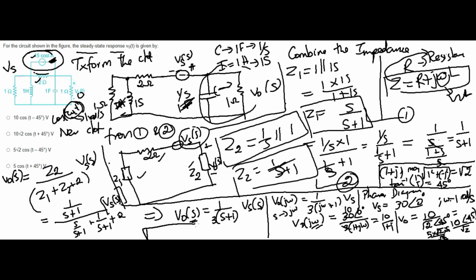Now I am just writing here. I'm sorry for writing in a different format. 5 root 2 into angle minus 45. If you write in the cos form, it means 5 root 2 cos of t minus 45. That's all simple, okay? So the answer is very simple, 5 root 2.